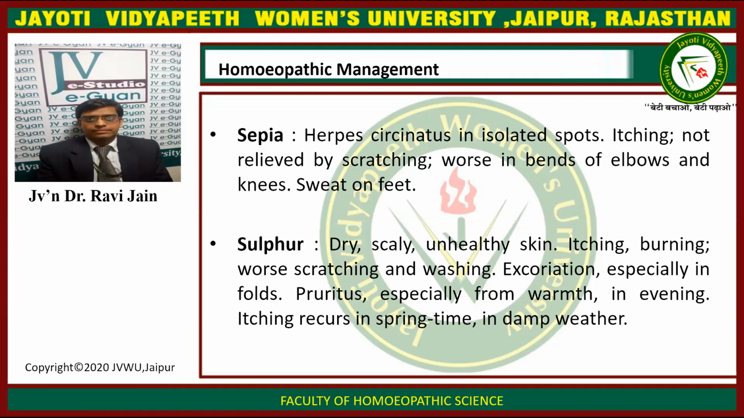Next, we come to sepia. Sepia has herpes circinatus in isolated spots. There is itching that is not relieved by scratching. It is worse in the bends of elbows and knees. The sweat on the feet. Next one is sulphur. Sulphur contains dry, scaly and unhealthy skin. There is itching and burning, which is worse by scratching and washing. There is excoriation, especially in the folds, pruritus, especially from the warmth in the evening. Itching recurs in the springtime and in the damp weather.